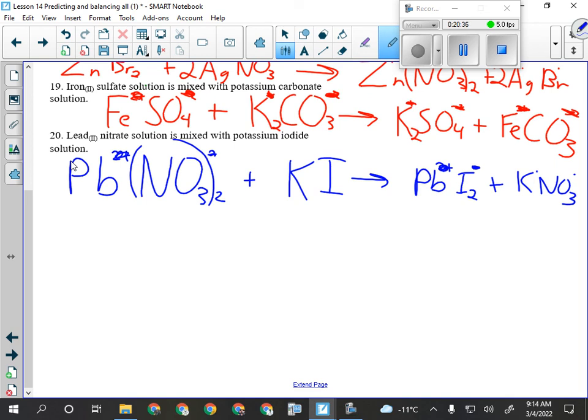David, what do I do next? Now I balance it. Okay, so I've got a 2 for my nitrates over here, but I only have 1 nitrate over here, so I'm going to put a 2 there. That gives me 2 potassium, so I'm going to come back over here, put a 2 in front of potassium. That gives me 2 iodines, and there's already 2 over there. 1 lead, 1 lead, and now it's balanced.